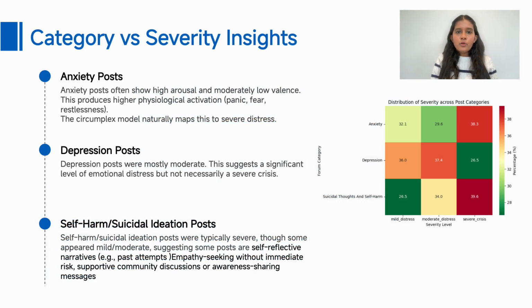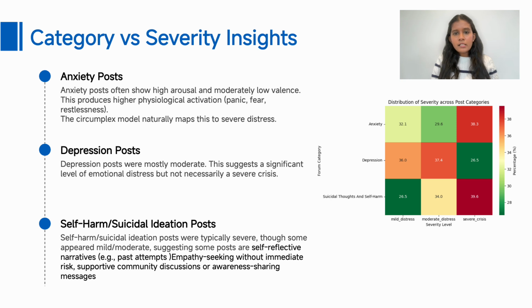Next, I compared the original forum categories, anxiety, depression, and suicidal ideation, against the predicted severity levels to better understand how users' self-reported concerns align with actual emotional intensity. So you can see the heat map. Anxiety posts are often high arousal and moderately low valence. This produces higher psychological activation. The circumplex model naturally maps this to severe distress.